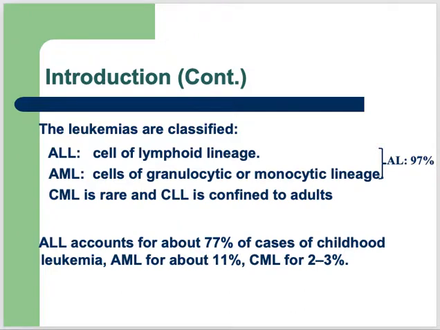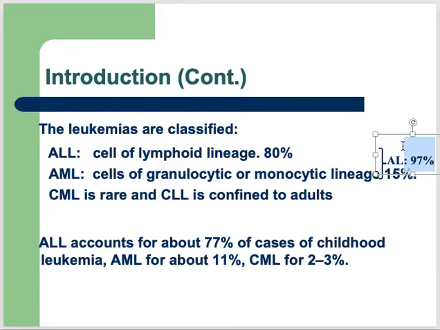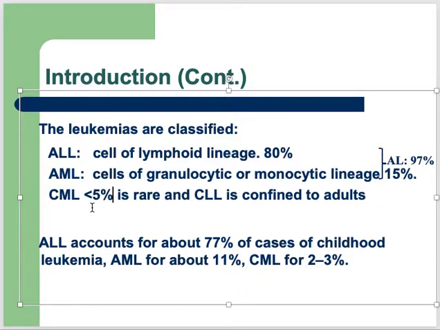ALL is about 80% of the time. This is ALL. Okay. And 15% of the time it comes back as AML. Now one interesting thing to know here: if you see over here, they are talking about 97% of childhood leukemias being either ALL or AML. But remember, ALL is the most common one, 80% of the time. And CML is rare and CLL is confined to adults. So CLL doesn't affect the children, but CML does, but less than 5% of the time it is CML. So the most common is ALL, you must not forget, or you can say 97% of the time it is ALL or AML.